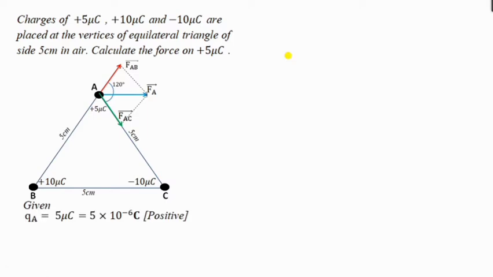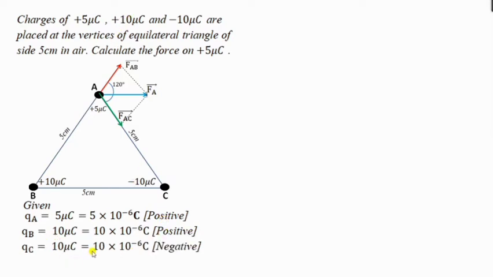So QA is given, that is 5 microcoulomb, that is positive, and QB is 10 microcoulomb positive and QC is minus 10 microcoulomb. I'm not writing the negative here because using Coulomb's law we find magnitude only, not the direction. So all the lengths are given, that is 5 centimeter, and centi means 10 to the power minus 2 and micro means 10 to the power minus 6.